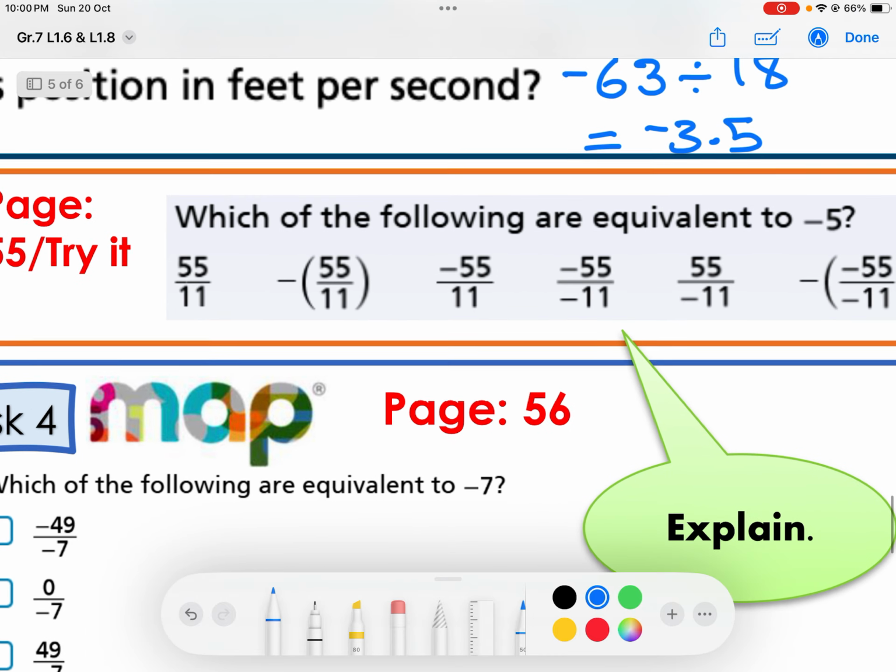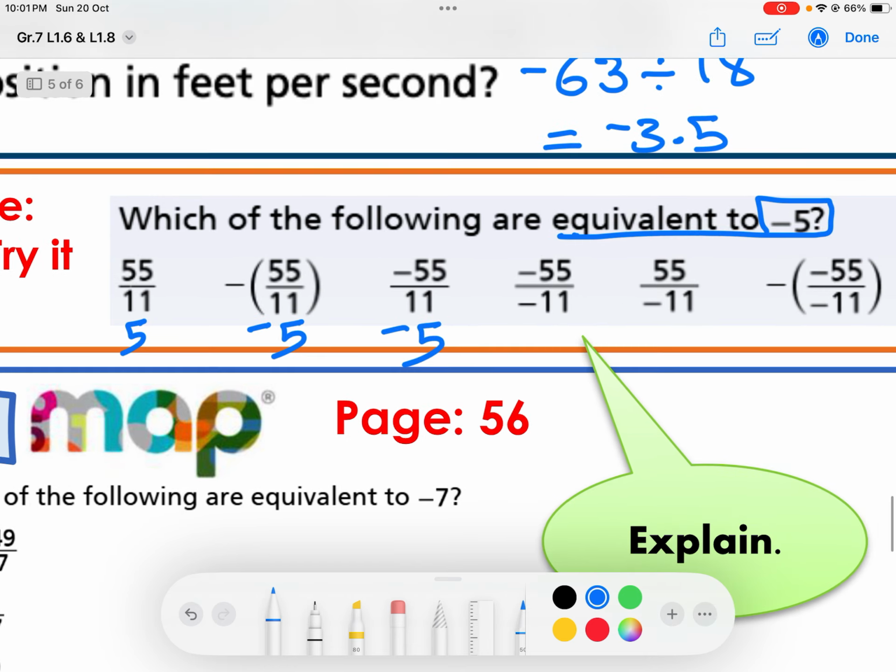This is a good question. Which one is equivalent to negative 5? In order to know the answer, you have to evaluate each one of them. So 55 divided by 11, that's a 5, but it will be negative because I have a negative sign. 55 divided by 11, that's also a 5, but it will be negative. I have one negative. Different signs, negative. Same sign, positive. Different sign, I got one negative, negative.